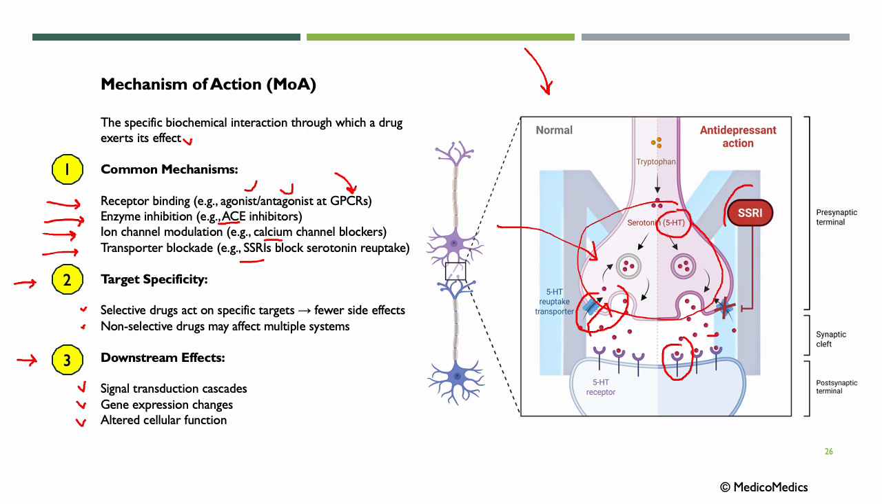Now, the SSRI blocks this transporter. So this will then prevent the reuptake of available serotonin. And the result of this is a therapeutic antidepressant effect. And it's achieved by modulating neurotransmitter levels without introducing a new neurotransmitter. We are just prolonging the action of the body's own serotonin.